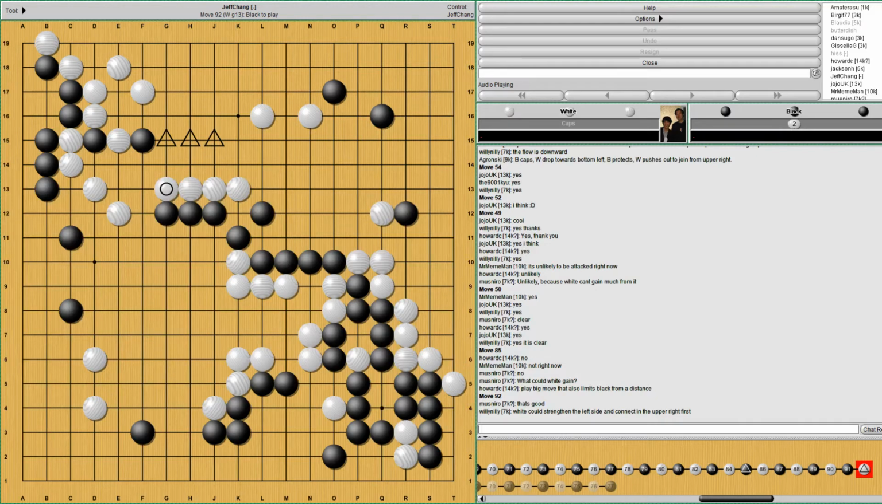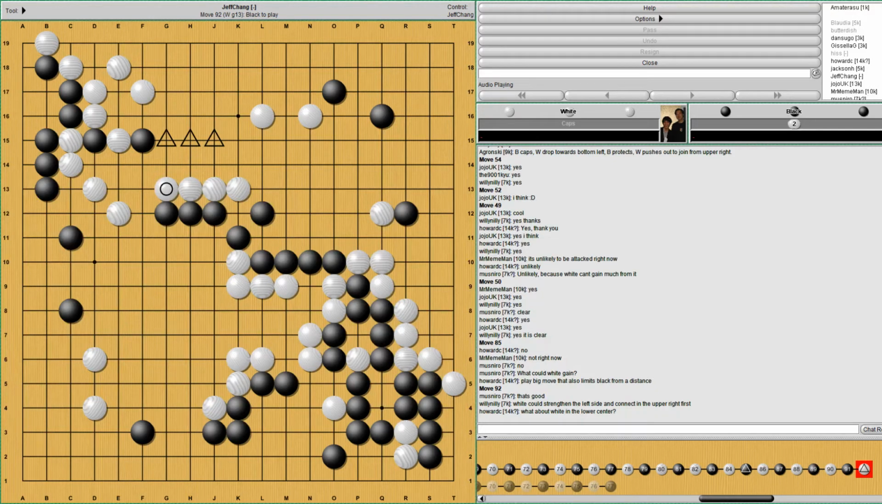Strengthen the left side and connect the upper right. Doesn't matter. Who agrees with me here that through this attacking, white has made a profit, and therefore white should attack right away like this?